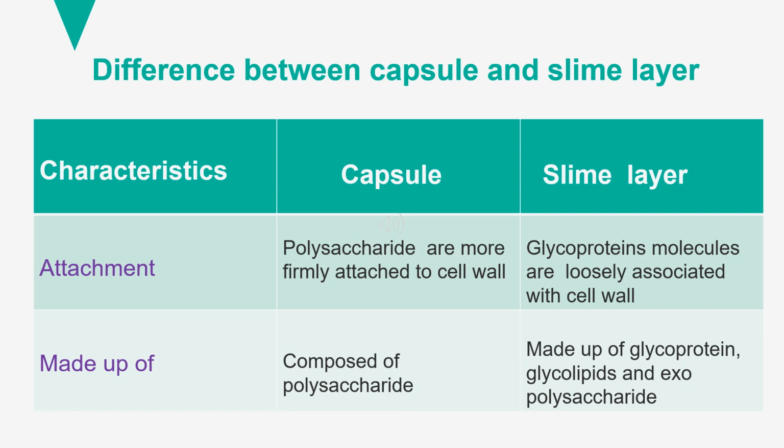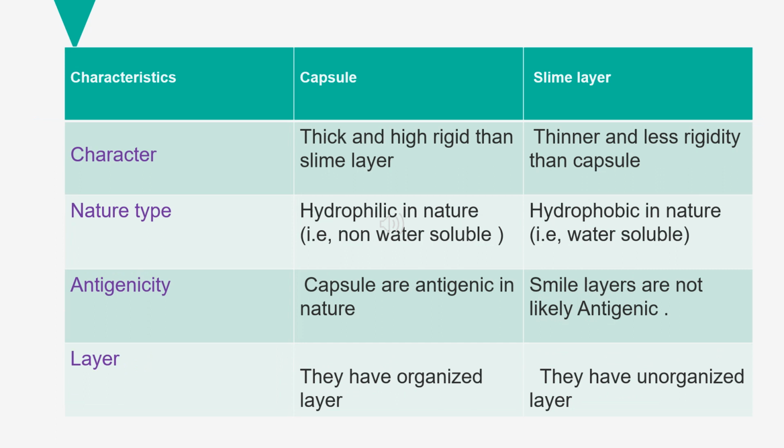And second, what it is made up of. Capsule is usually made up of polysaccharide, and slime layer is made up of glycoprotein, glycolipids and exopolysaccharide. And the next is its character. Capsule is usually thick and more rigid than the slime layer, but slime layer is thinner and less rigid than the capsule.